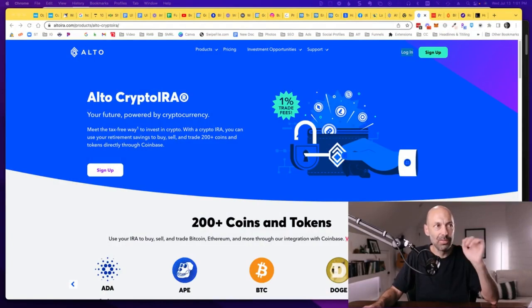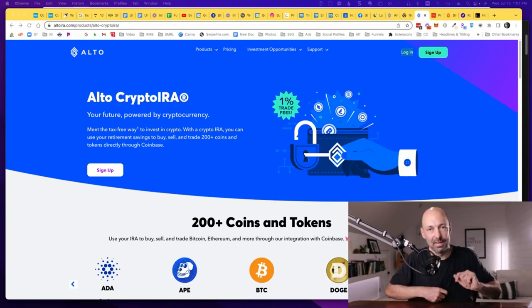So Alto, this one right here, this is the one I ultimately went with. I went with it for a couple different reasons. It seemed very intuitive and simple to use. Some of them are really complicated and you have to open an LLC just to be able to do it.